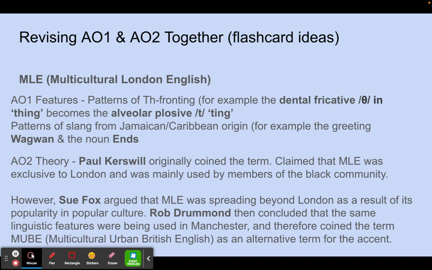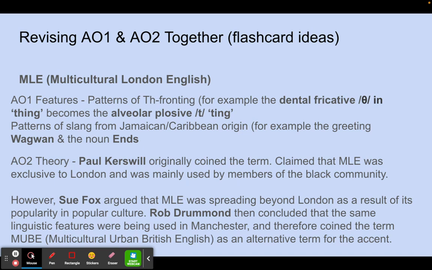Just identify a couple of examples of terminology related to that thing. So MLE is an accent, it's a spoken accent, so therefore we're going to talk about phonological features. So a few of the AO1 examples, like we've spoken about before, is there's these patterns of TH fronting. So rather than using that dental fricative sound, for example, people who have an MLE accent, generally that tends to be replaced with an alveolar plosive, like a t, changing from thing to ting, for example.